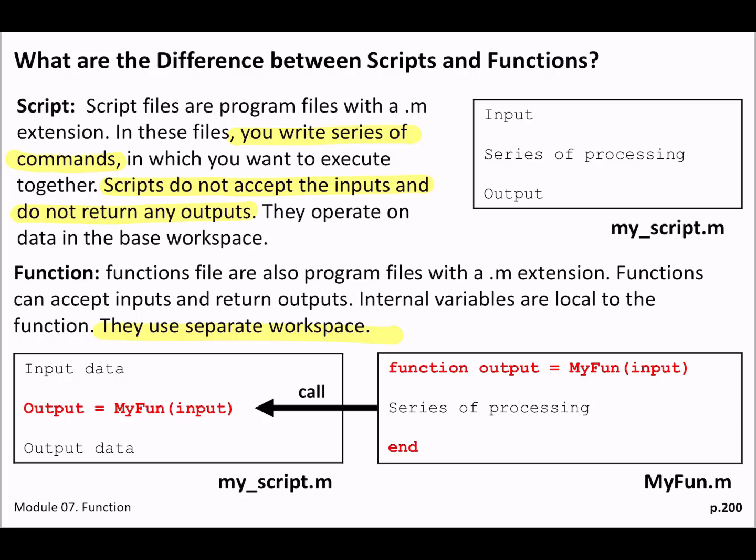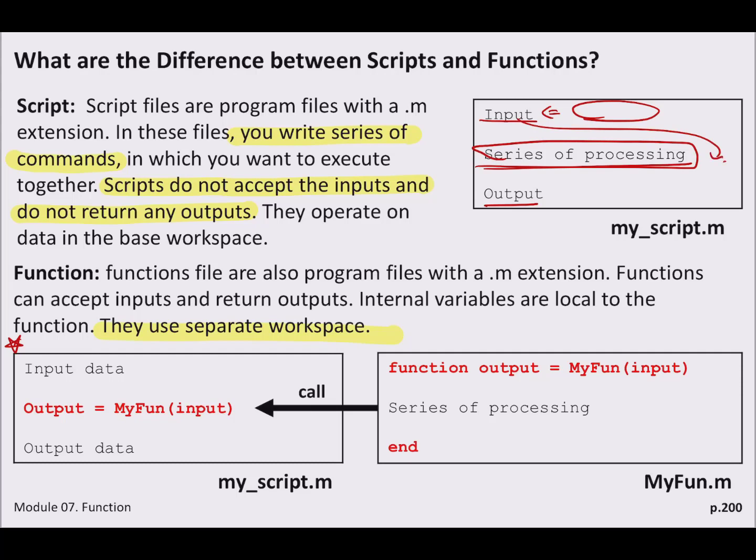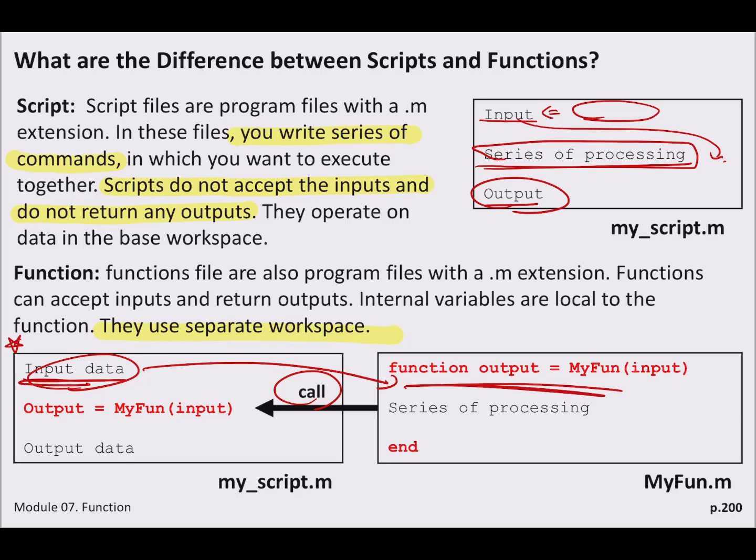But here's a brief description. Here, input and output, and a series of processing. Basically, we are given the input in the script, then a series of processing using the input, and we get the output. The process of using a function is a little bit different. Input data is sent to the function by calling the function, and then it returns the output, like this. Makes sense?